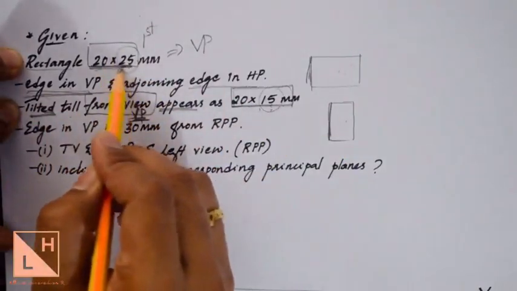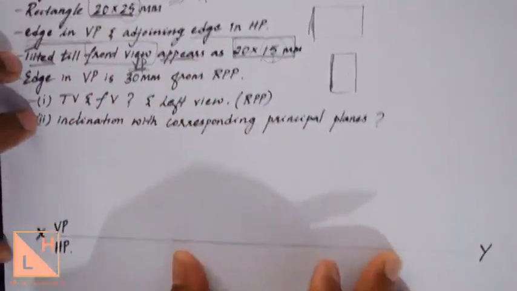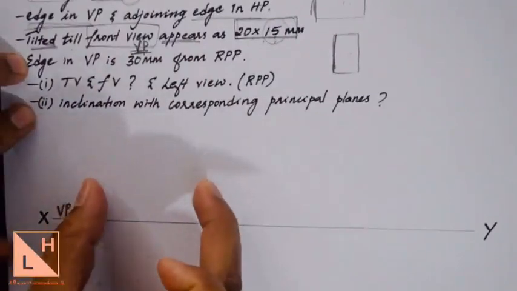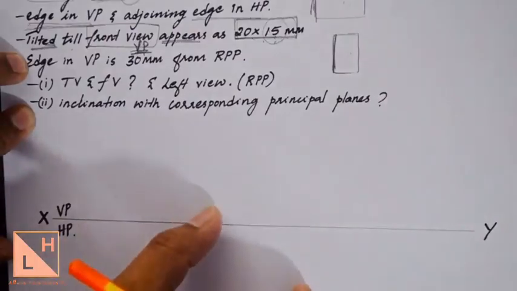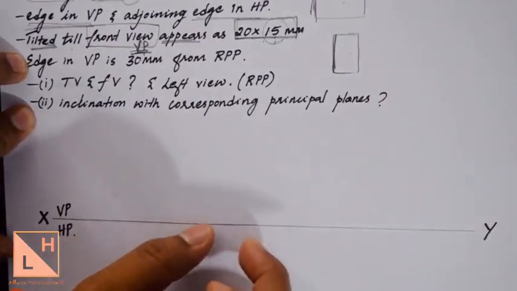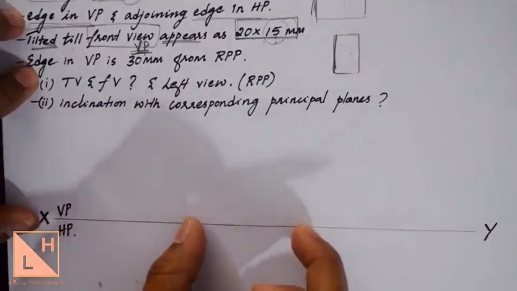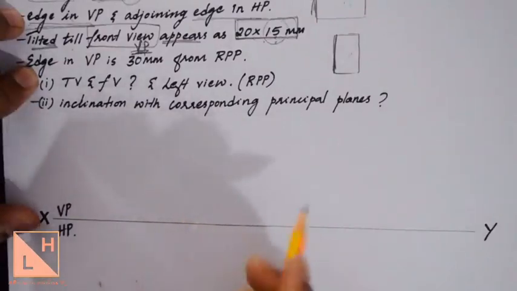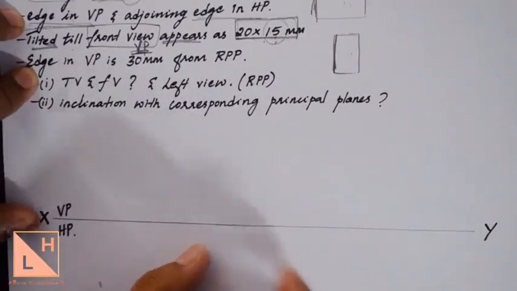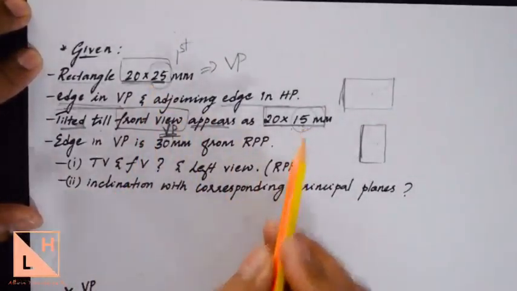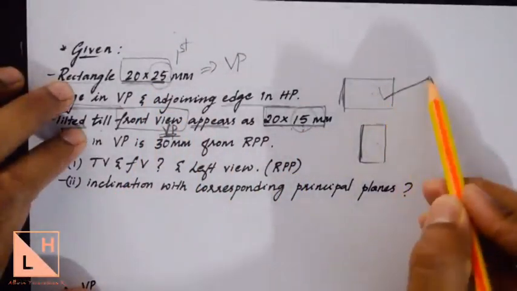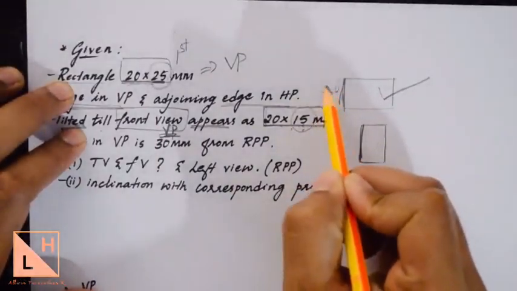So here I am going to incline 25, which means I must keep that 25 millimeters parallel to the XY line in the first position, and in the second position I can tilt it to some angle. I do not know that angle, we need to find it. The top view can be tilted so that the lamina is inclined in such a way that this dimension of 25 reduces to 15 millimeters.